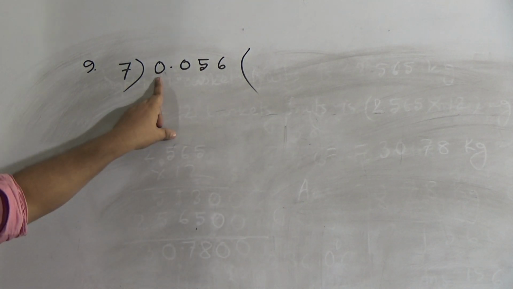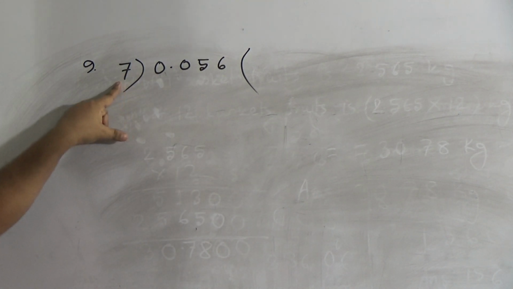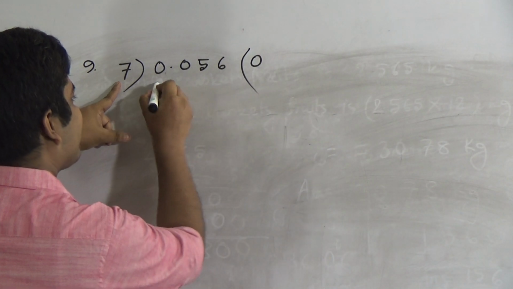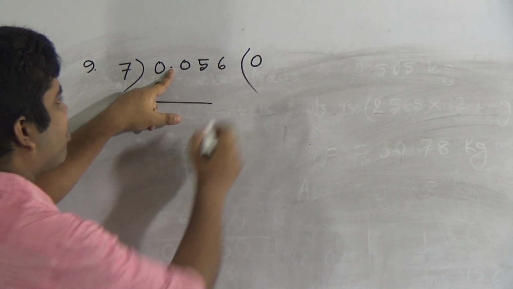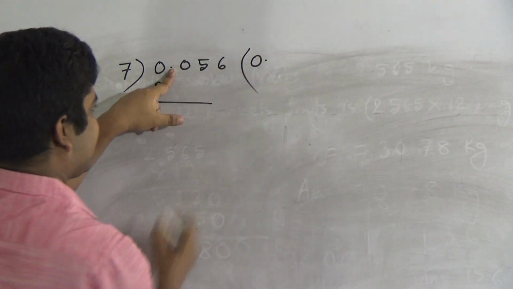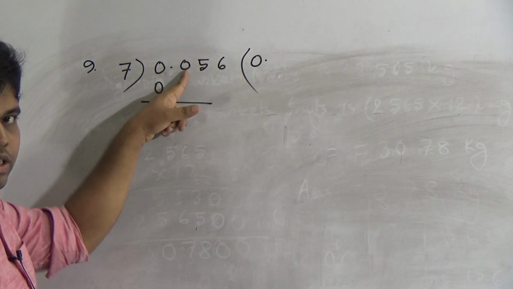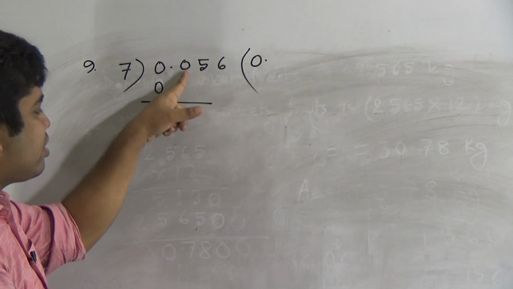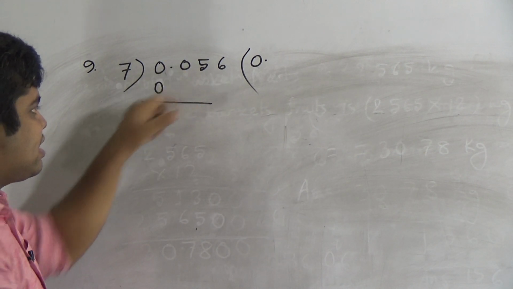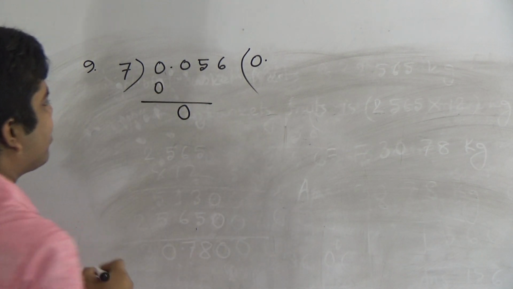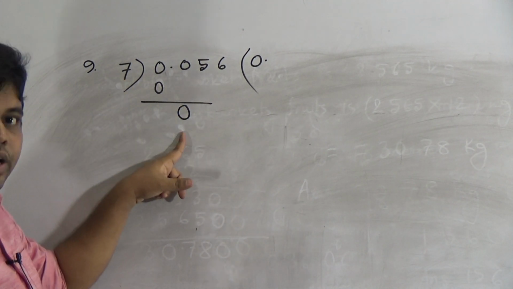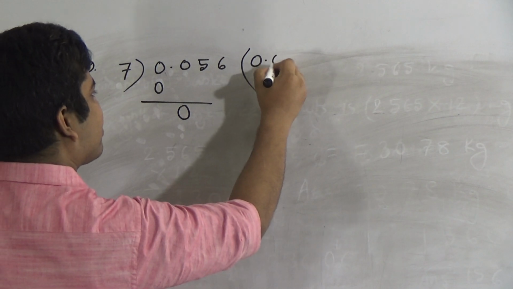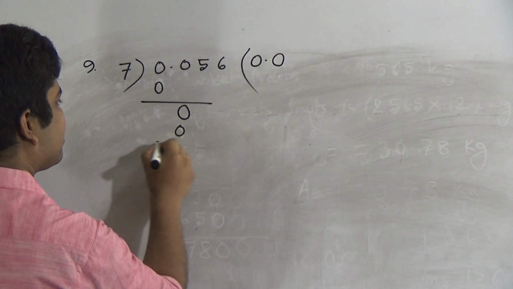Okay, in 0, 7 goes in how many times? 7 goes in 0 times. So we write here 0, and for this point I write here a point, and after the point there is 0. See this 0, not this digit. This digit is placed here. Okay, so this is 0. In 0, 7 goes in how many times? 7 goes in 0 times. That means 7 zeros are 0.